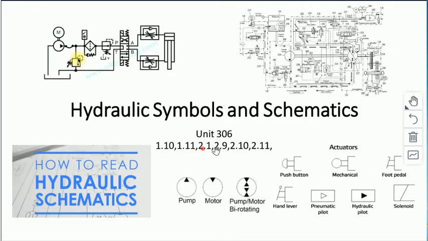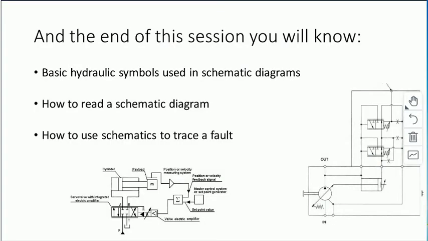So these are all the units which are covered. It's unit 306, and I think it's learning outcome criteria 1.10, 1.11, 2.1, 2.9, 2.10, and 2.11. So these are all the criteria which we're going to touch on. Some we cover fully, and some we're just going to touch on. But all the criteria are pretty much addressed in this presentation. Okay, next one.